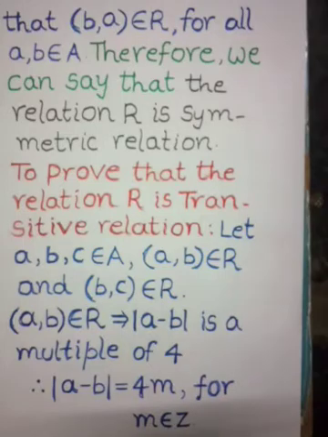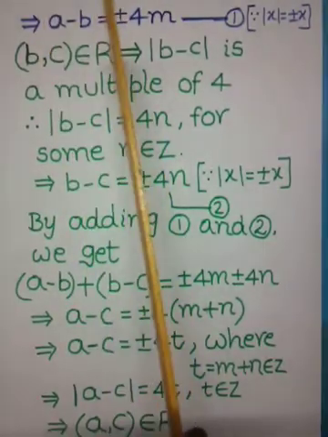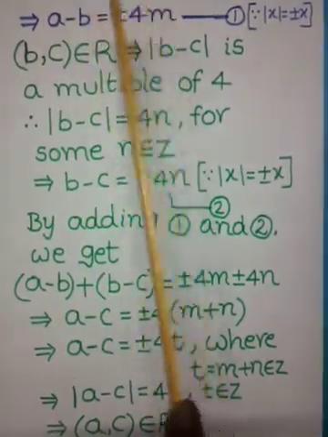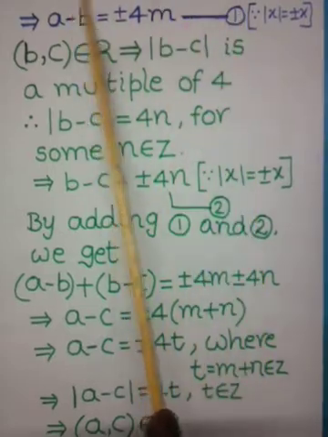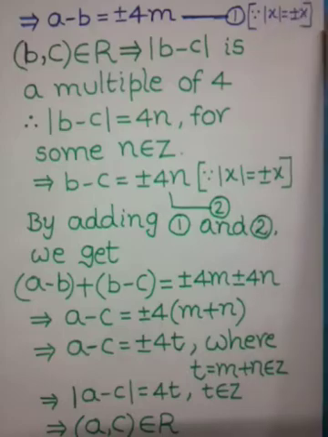Understood, my dear children? I wrote the given statement in the form of an equation. This implies A minus B is equal to plus or minus 4m. This is the first equation. Let us consider this equation as equation 1. Because here modulus of x is equal to plus or minus x, we used this property.